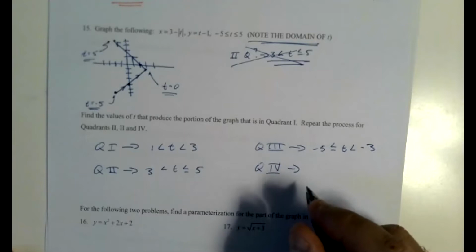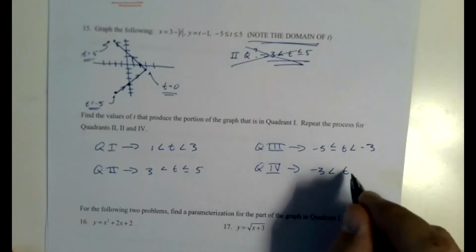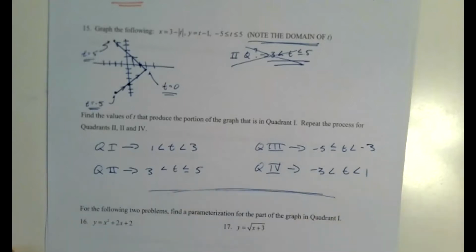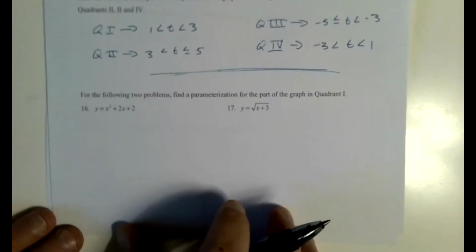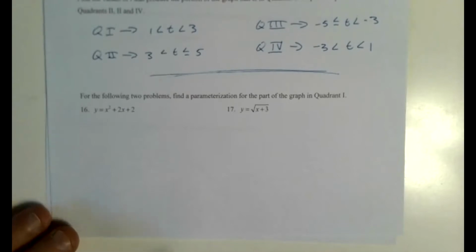Is that right? Quadrants? Man, I really gotta learn my languages. t is less than 1. Pretty cool. Okay, hopefully you know what just happened. Find a parameterization for part of the graph in quadrant 1. That's kind of a hassle.